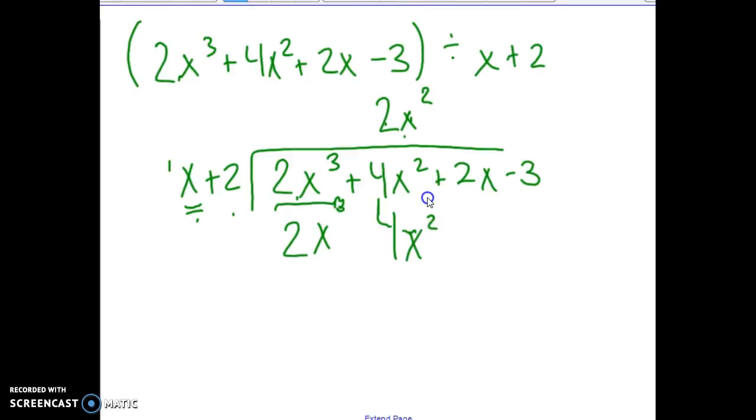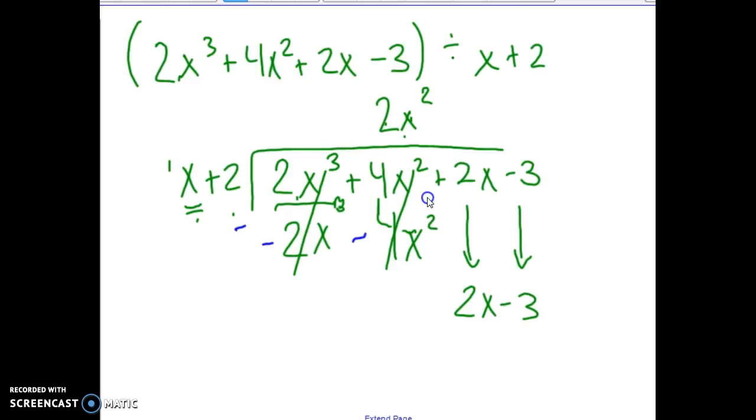4x squared. Now what I need to do is subtract this. When I subtract it, it changes this to a negative and it changes this to a negative. Notice everything cancels out. Next, I'm going to bring down what I have left. When I'm dividing with polynomials, I like to bring down every term, all the rest of it.